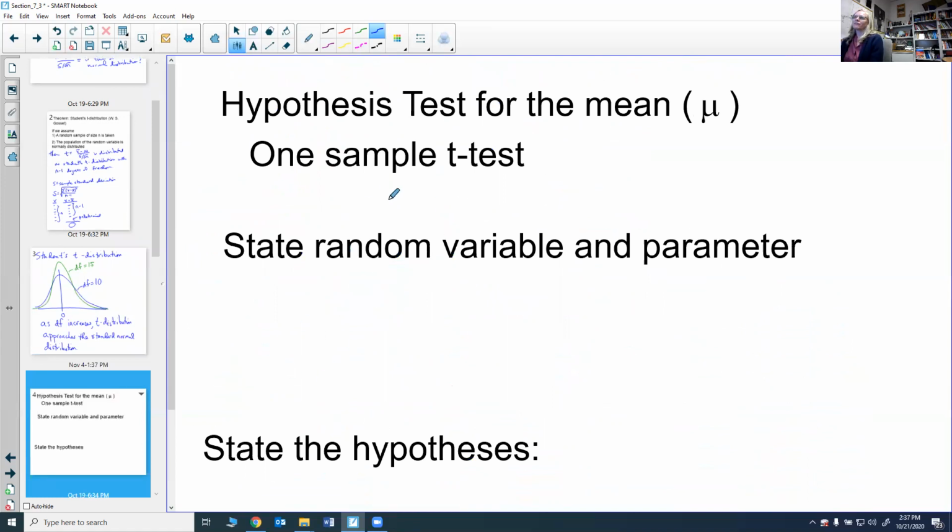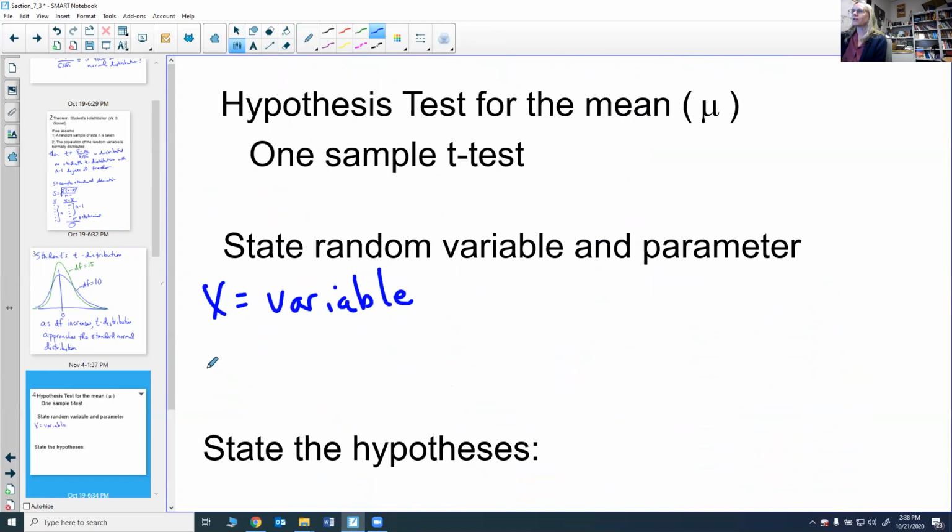So now that we have that idea of this student's T distribution, we can talk about the hypothesis test for the mean, a one sample T test. As with everything, your first step of every hypothesis test is to state your random variable and your parameter. So this would be what you measured and what you are estimating. So in this case, you would have an X value here, and your X value would be your variable, whatever that variable was.